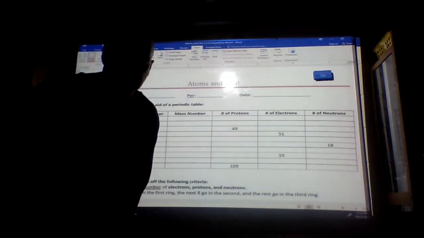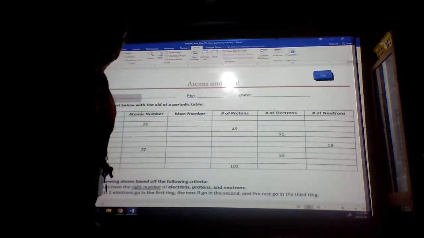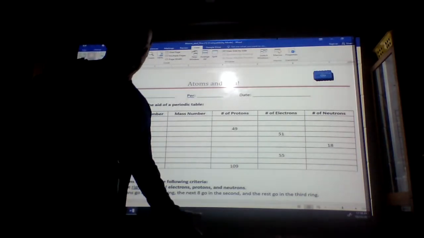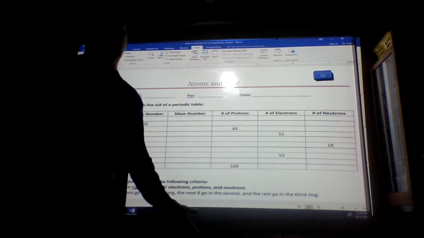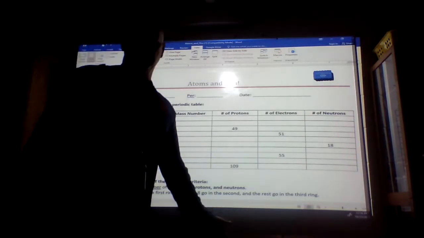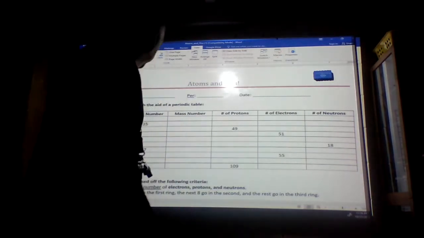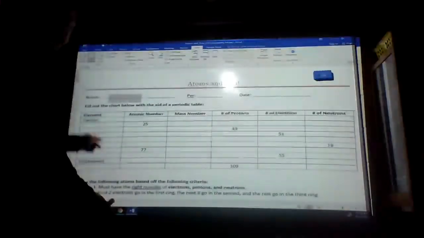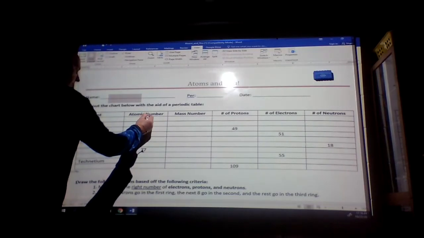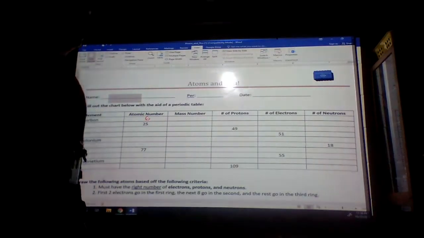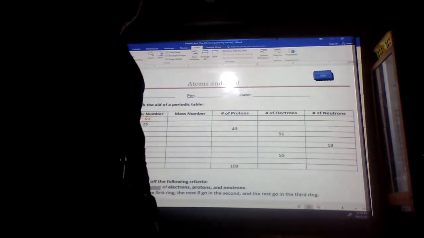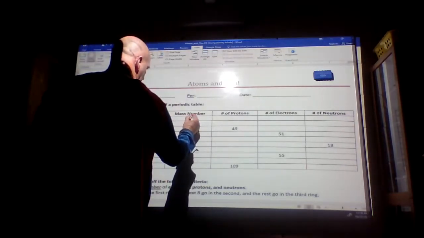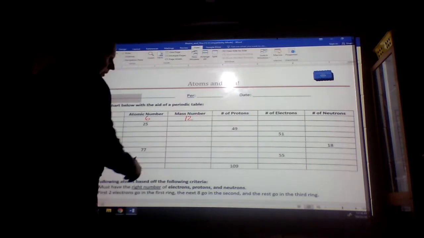The cool thing is if you know your atomic number, for instance, hydrogen is number 1, helium's number 2, lithium's number 3, beryllium number 4, boron number 5, and so on, carbon number 6. If I know my atomic number for carbon, for instance, that's our first one, I know it's number 6. On the periodic table, that larger number, that 12.01 number, we're just going to use the whole number. I'm sorry, that's our mass number.